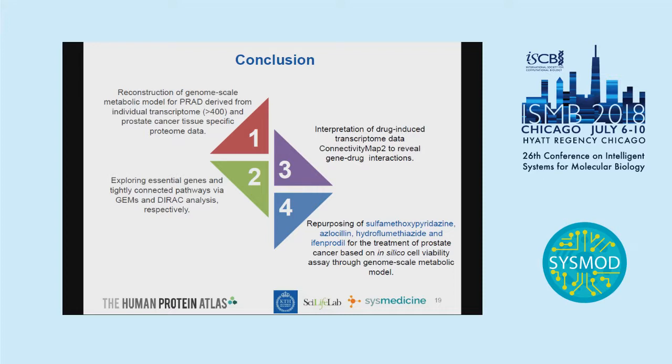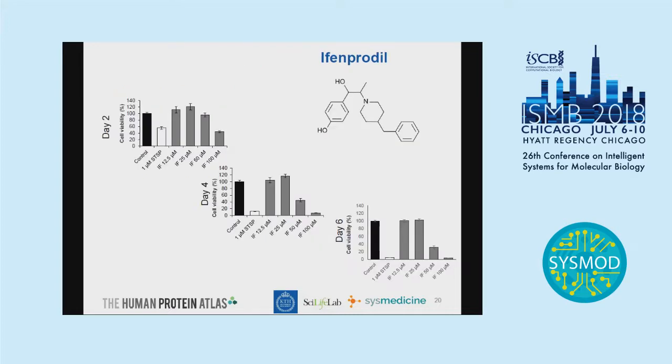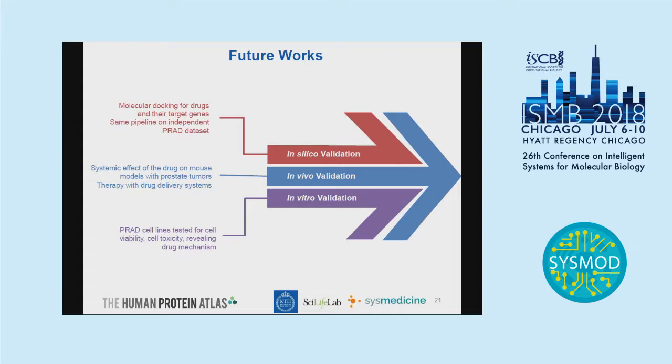In the end, we propose 4 different drugs: sulfamethoxypyridazine, azacyclonol, hydroflumethiazide, and ifenprodil for the treatment of prostate cancer, based on the in silico cell viability assay that we did. And we directly started with the experimental work. The first drug that we tried, ifenprodil, shows an inhibitory effect on the in vitro cell line PC3. And what can we do in the future?